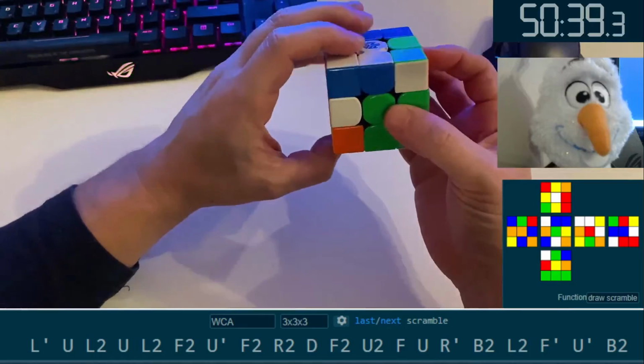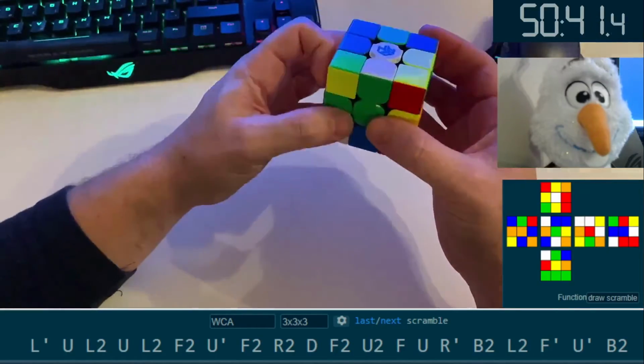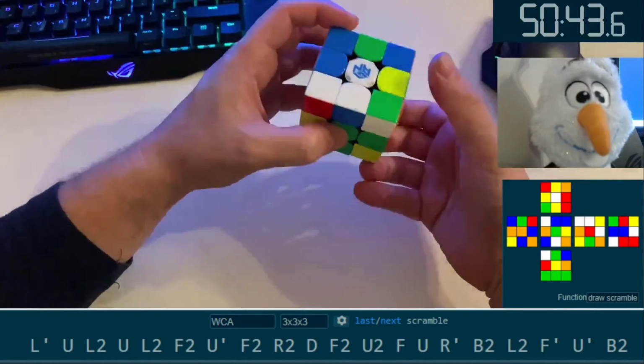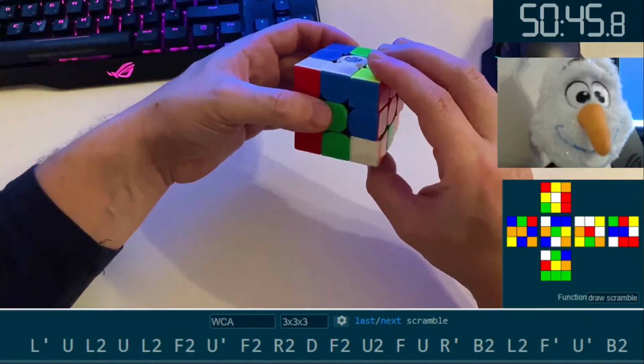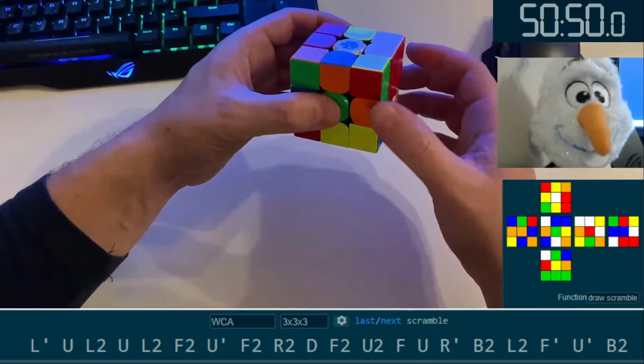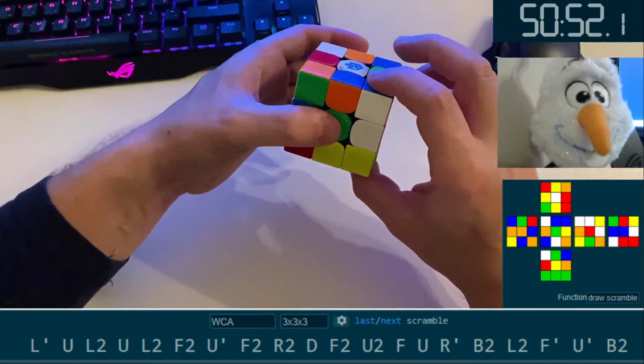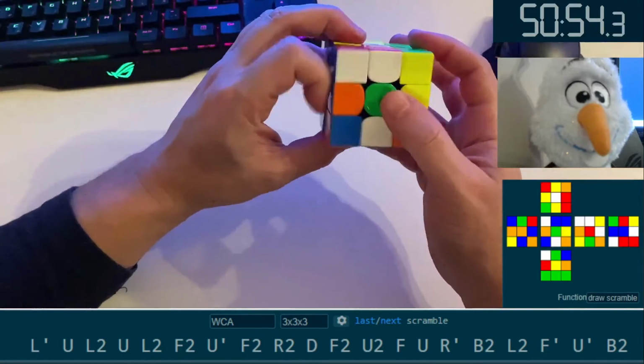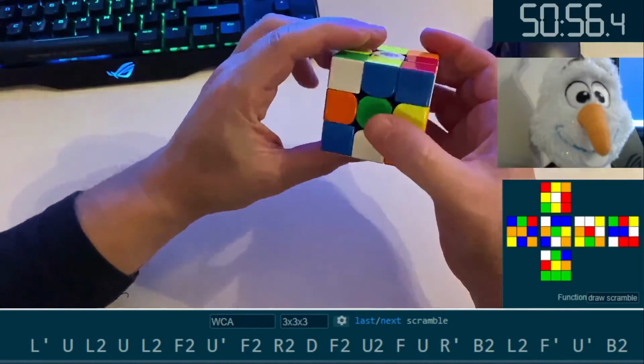U, L2, U, L2, F2 prime, F2, R2, D, F2, U2, F2, R prime, B2, L2, F prime, U prime, B2.